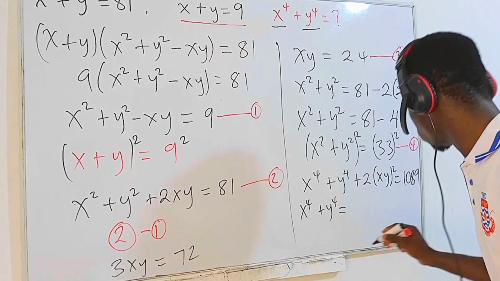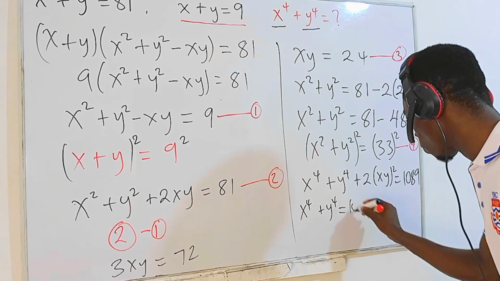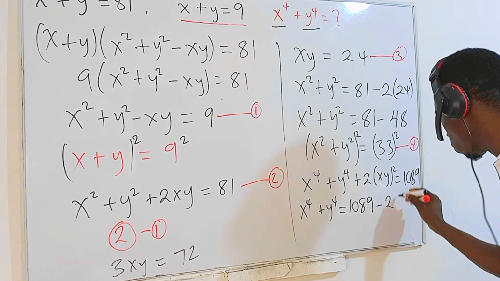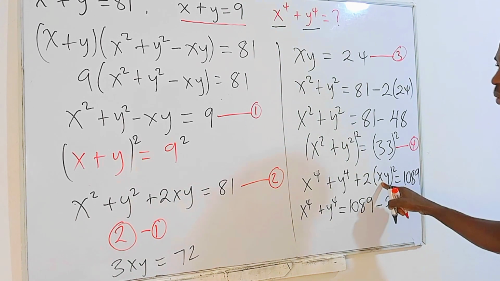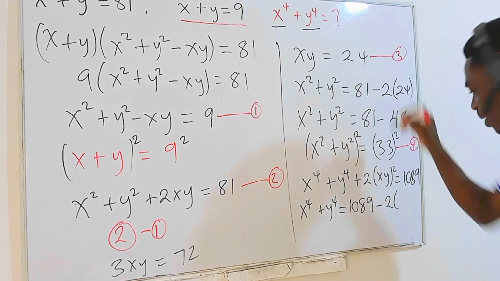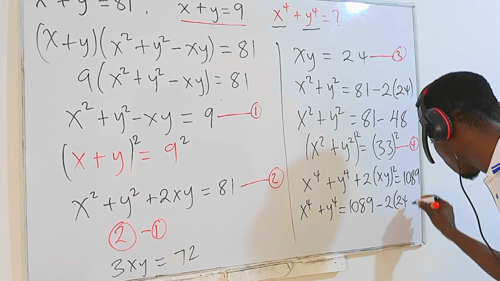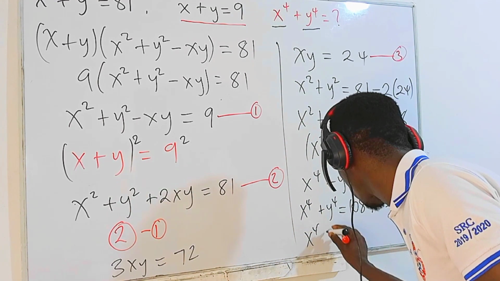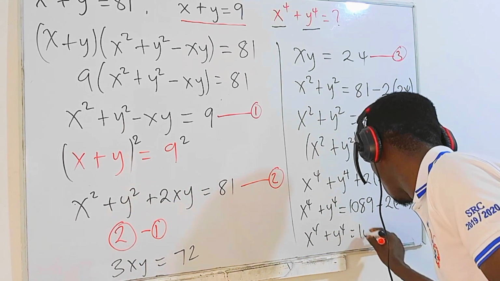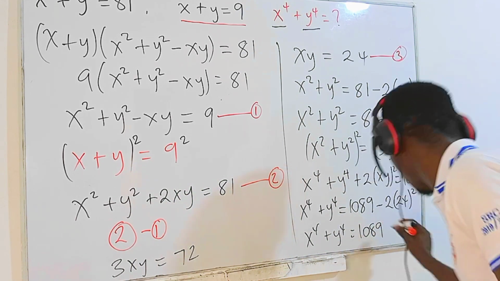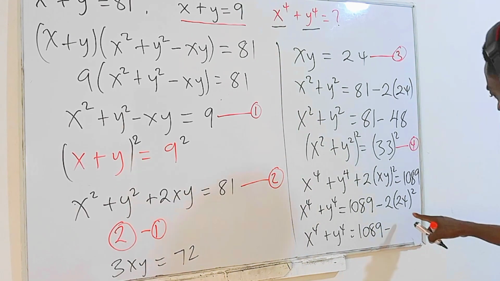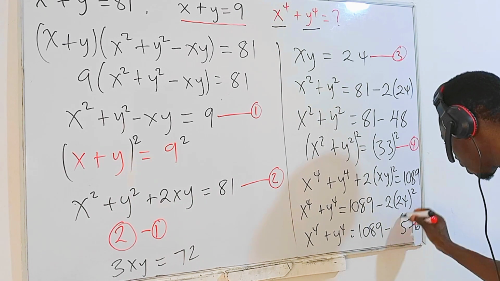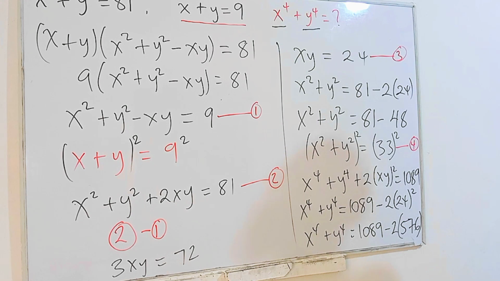Pretty nice, right? So we have x to the fourth power plus y to the fourth power. Let's make it the subject, and this will be equal to the whole of this. That is 1089 minus this term right here, that is 2 times, but we know this value already from this equation, 24. So I'm going to replace that with 24, but don't forget that there is a square right here. And finally, we are going to have x to the fourth plus y to the fourth is equal to 1089 minus, in fact, 24 squared is giving us 576. Then don't forget that this is multiplying 2 like this.